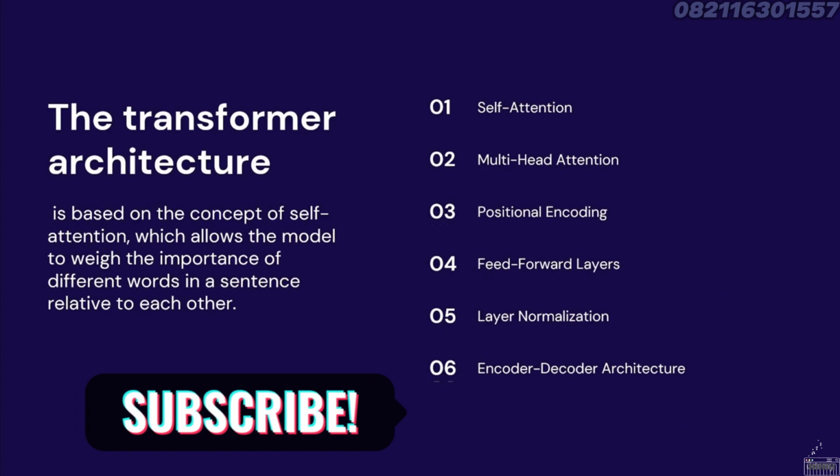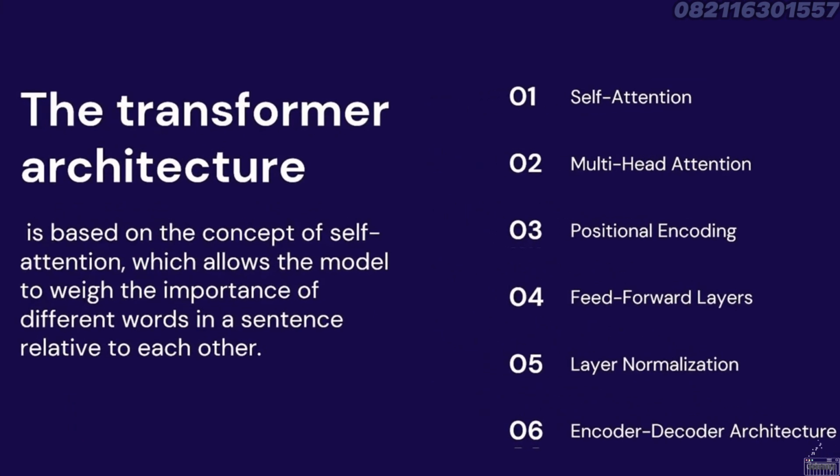So the transformer uses a specific architecture that we will analyze in the next lectures. The transformer architecture is based on the concept of self-attention. This architecture allows the model to weigh the importance of different words in a sentence relative to each other. This self-attention mechanism enables the model to capture long-range dependencies and to capture complex relationships between words more effectively than other architectures.